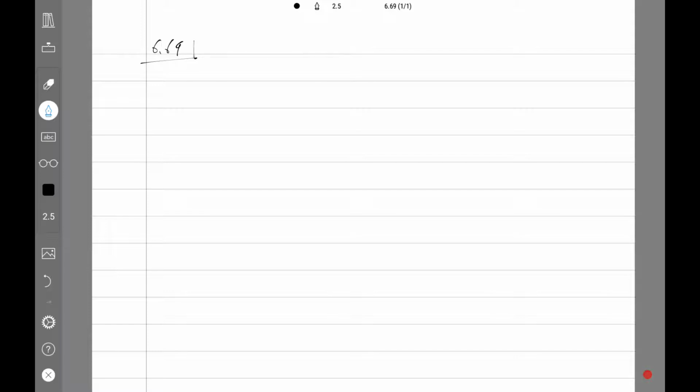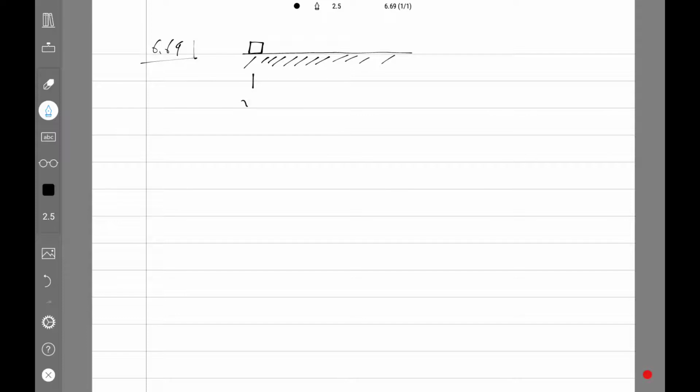6.69. A box is sliding with a speed of 4.5 meters per second on a horizontal surface. I'll draw the surface first. Here's the box. And when at point P, it encounters a rough section, the coefficient of friction there is not constant. It starts at 0.1 at P and increases linearly with distance past P, reaching a value of 0.6 at 12.5 meters past point P.